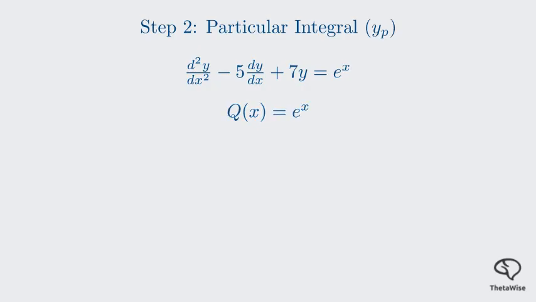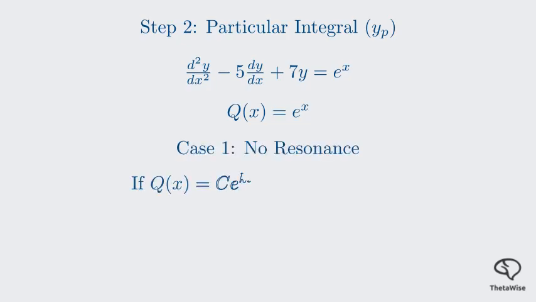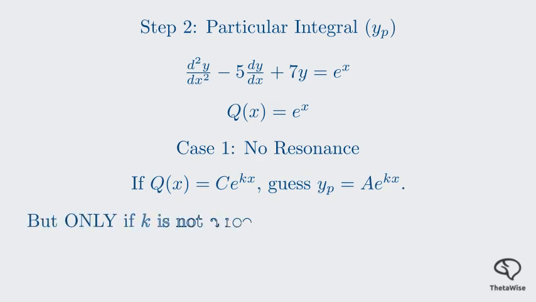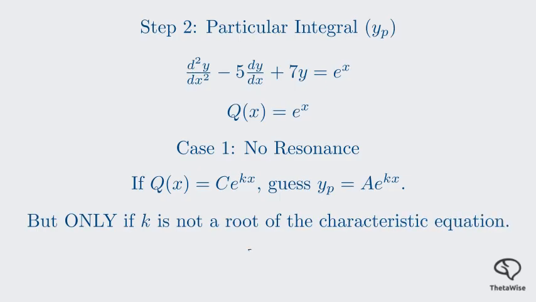When q of x is an exponential function of the form e to the kx, we try a particular solution of the same form. There's a special rule, but first let's see if we need it. The form we guess for y sub p is c times e to the x, where c is a constant we need to find. This works as long as the exponent k is not a root of the characteristic equation we found earlier. In our case, the exponent k is 1.